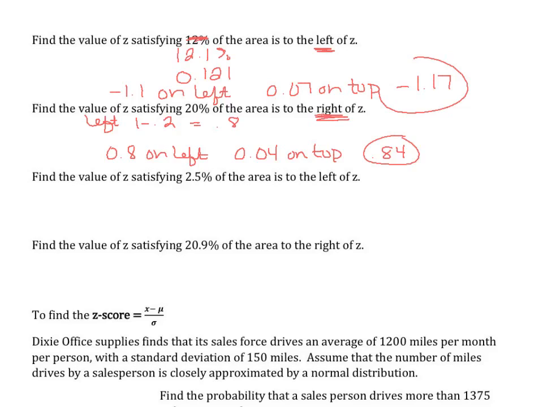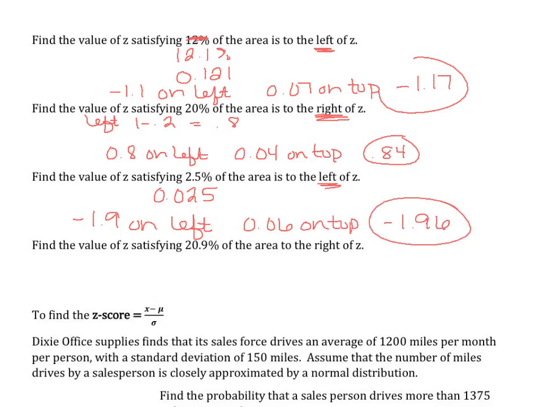Let's find the value of z satisfying 2.5% of the area to the left. It's automatically shaded to the left, so we don't have to do anything weird. 0.25 is the same as 0.025. So again, looking in the body of our table, you will look for 0.025. You'll see that it corresponds to negative 1.9 on the left, and it corresponds to 0.06 on the top. So when we combine them together, it's negative 1.96 for a z-score.